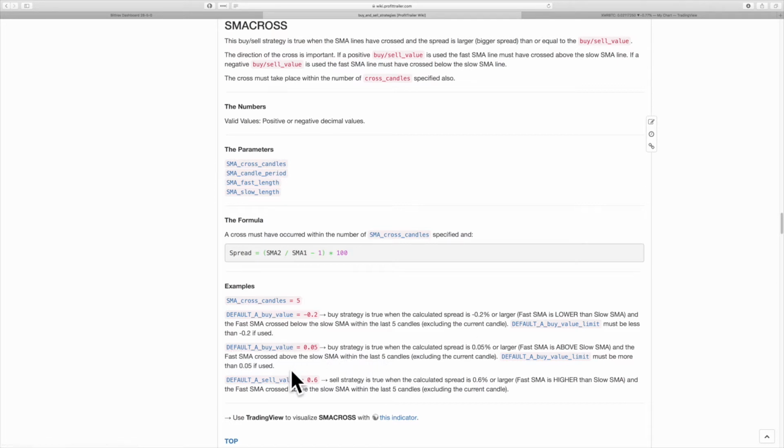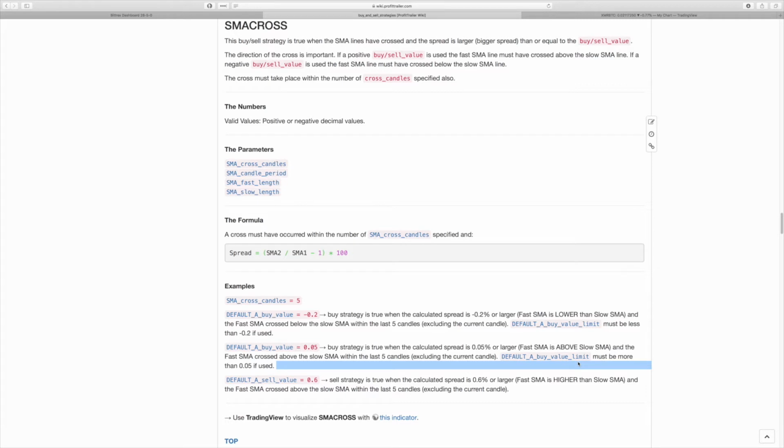There's a couple more examples here. Default A buy value, say at 0.05, then buy strategy is true and calculated spread is 0.05% or higher. So your fast SMA is above the slow SMA, and then the fast SMA crossed above the slow SMA within the last 5 candles. Remember, we're referencing this line here. It's the same for all 3 of these. And excluding the current candle. So it is also showing here the default buy value limit must be more than 0.05 if used.